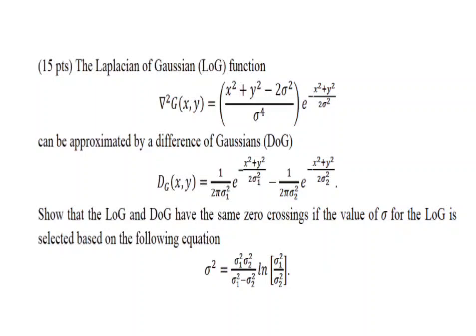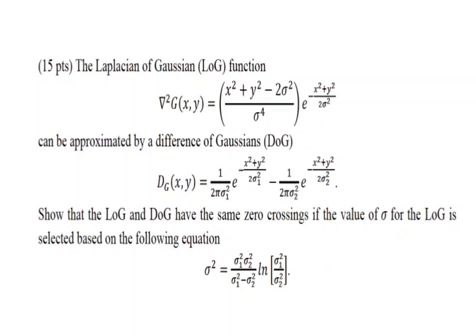We can approximate it by a difference of Gaussians, DoG. That is, DoG of x comma y is equal to 1 upon 2 pi sigma 1 square e raised to minus (x square plus y square) upon 2 sigma 1 square, minus 1 upon 2 pi sigma 2 square e raised to minus (x square plus y square) upon 2 sigma 2 square.